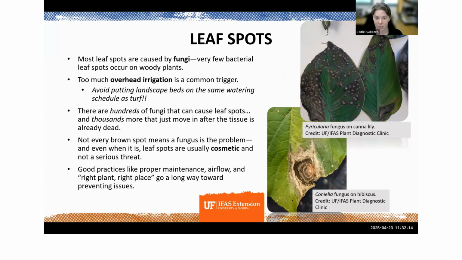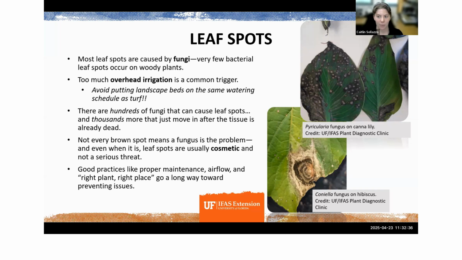So first we have leaf spots. And in general, when we're talking about woody plants, most leaf spots are caused by fungi. And again, there's exceptions, but when we think about leaf spots in general, there's fungi and then there's bacteria. So if we have like a tomato, you see leaf spots on the leaves, you might be like, I don't know if this is fungus or if this is bacteria.